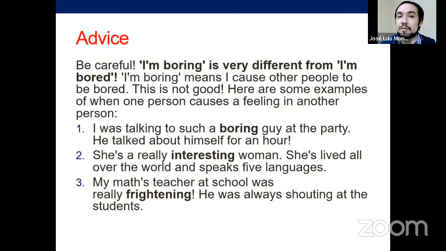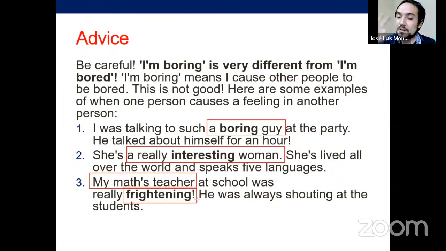All right, and here you have examples with people. If you take a look at this, you have a boring guy, a really interesting woman, and the maths teacher was frightening. These 3 examples are with people, and they are correct because that's how they are. Okay, so another way to express this is that you use ing with people when you are describing how they are, or the way they are.